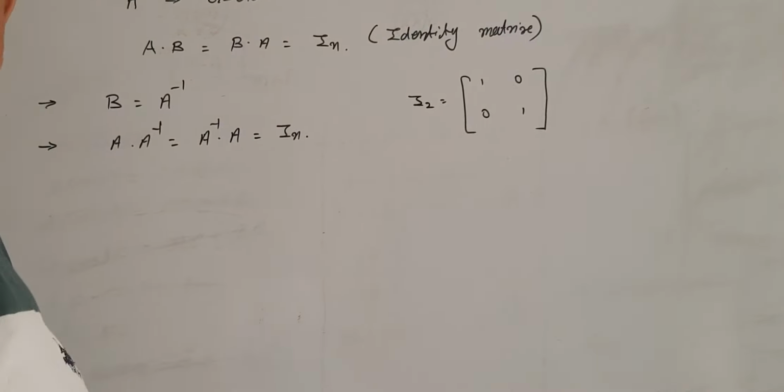See here, a few points are important. This inverse is possible for order n. It means this thing is possible only for a square matrix. Means you cannot find the inverse of a rectangular matrix. In the case of 2 by 3 or 3 by 2, you never find the inverse of the matrix. Next point, if the inverse of the matrix exists, then it is always unique. I repeat, if the inverse of the matrix exists, then it is always unique.